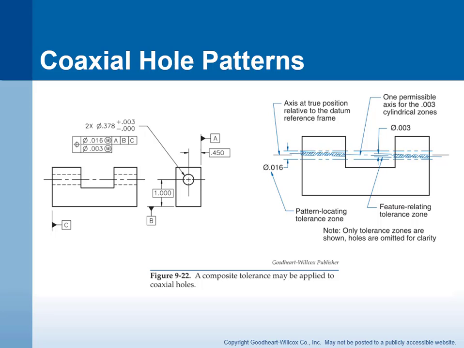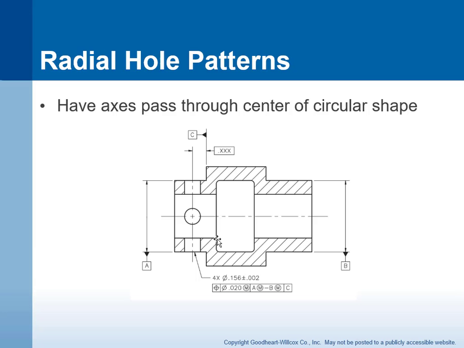Here's another concept I want to talk about: radial hole patterns. What we have here is a cylindrical part. We have a hole that passes through the diameter of the cylindrical part. So we have a datum A here on this diameter. So A to B at maximum material condition, that's our composite datum. And then datum C would be the surface here, which locates.